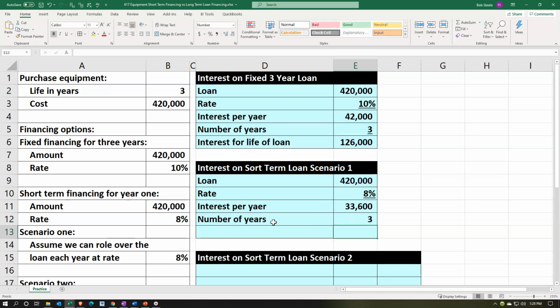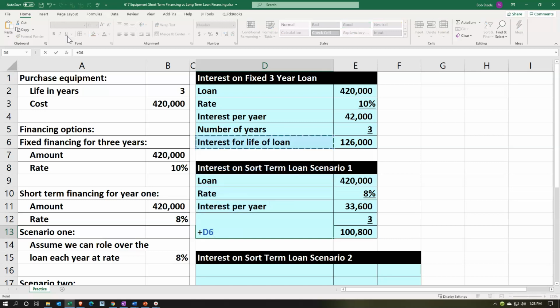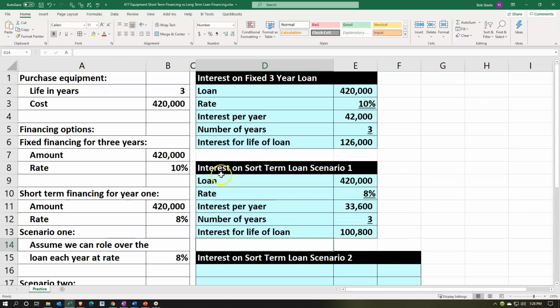Let's underline that, go into the Home tab, Font group, and underline, multiplying this out. Now we've got the 33,600 per year instead of the 42,000, times 3 years for a total of 100,800. So that's better. That would be better. But what would happen if the interest rate jumped up? We can start thinking about that, because we don't really know what's going to happen.